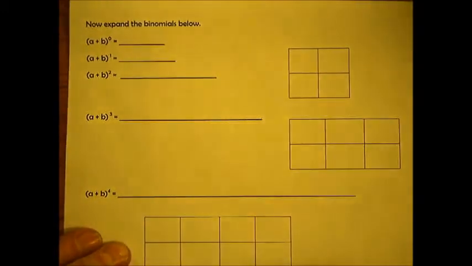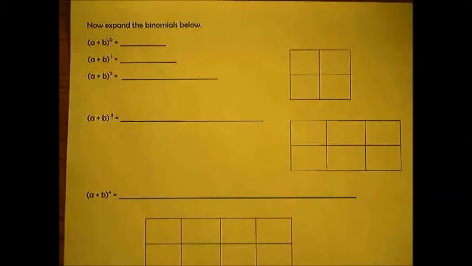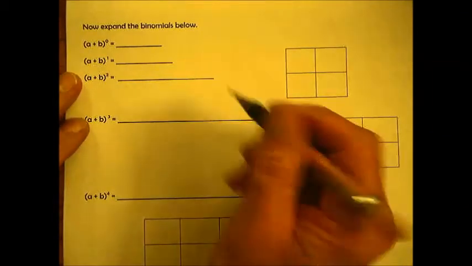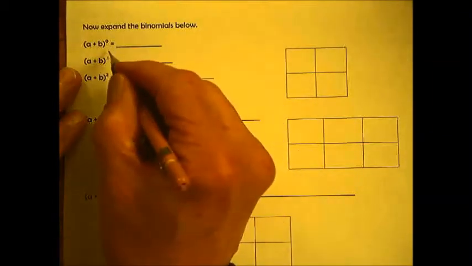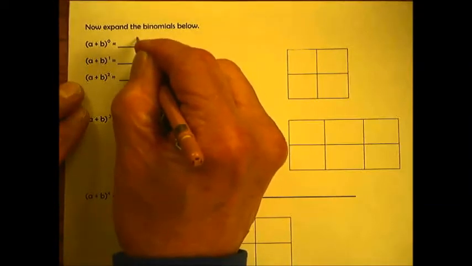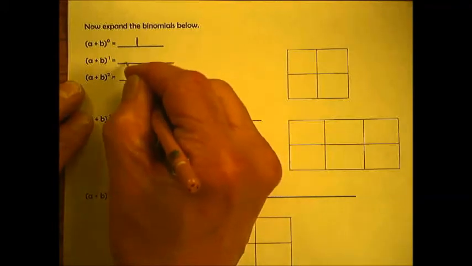Okay, I'd like you to turn the page. We'll get back to the first page in a little bit, but right now I'd like to expand some of these binomials and see if you can see some patterns going on here. If I have a plus b to the 0, that's anything to the 0 power is 1, so it's going to equal 1. And if I have a plus b to the 1, that's also just going to be itself, a plus b.